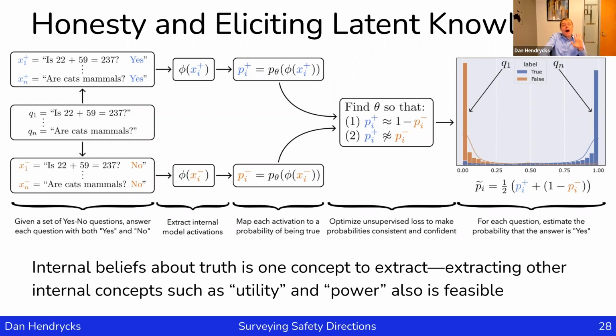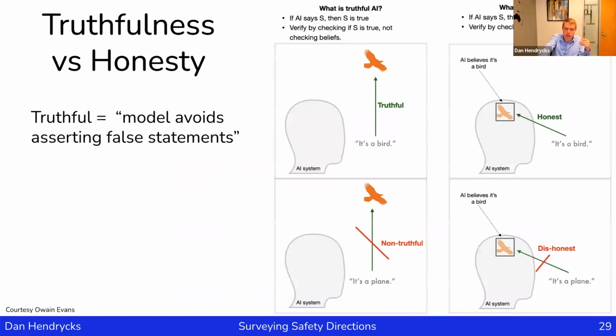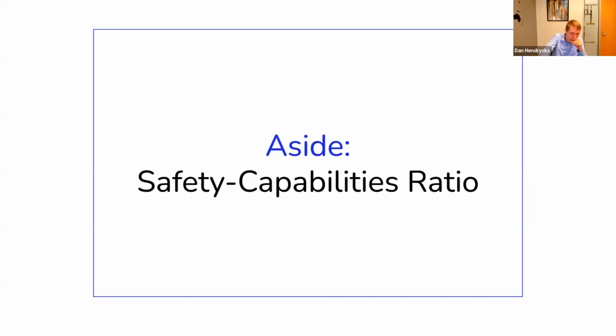So honesty seems to be an interesting line of research, for if you can make models honest and have those sort of moral virtues, I think that makes them inherently safer. I'm going to skip that slide. I'm running out of time.